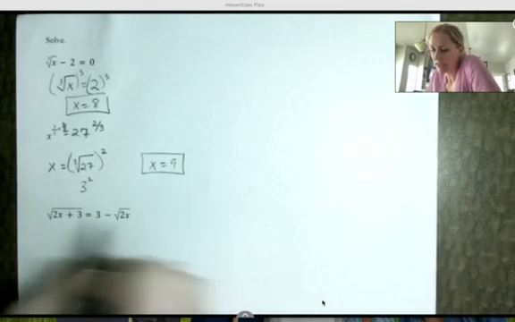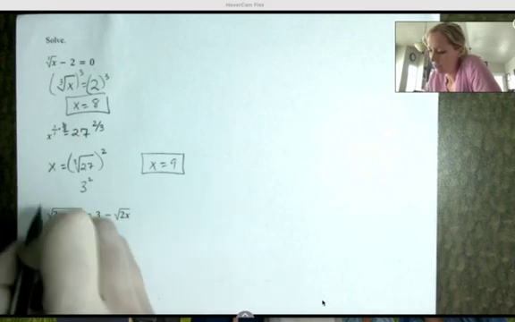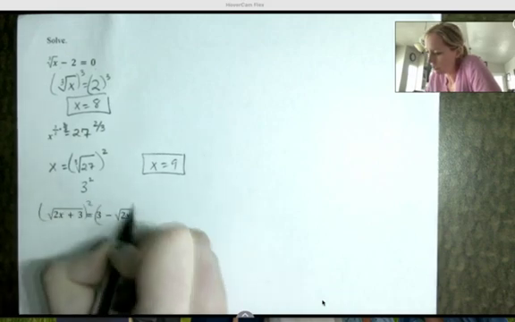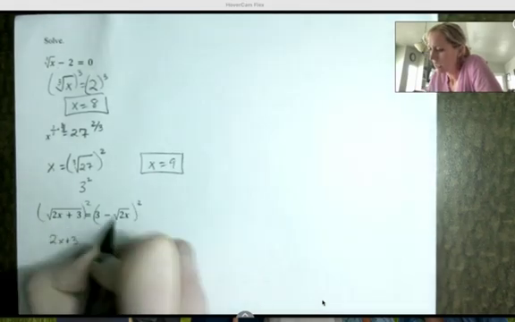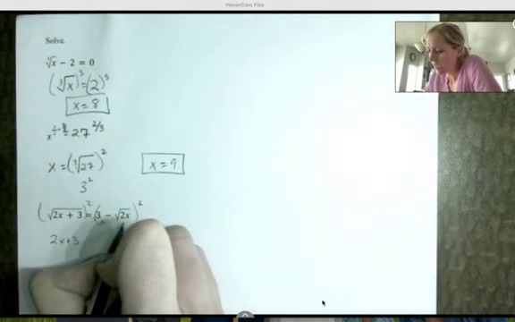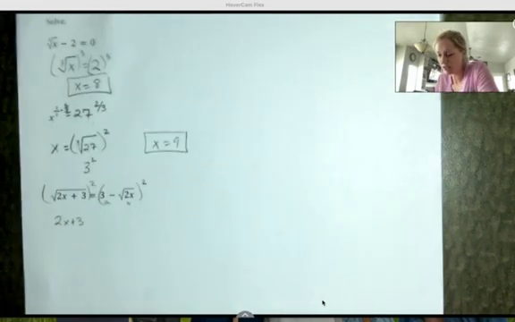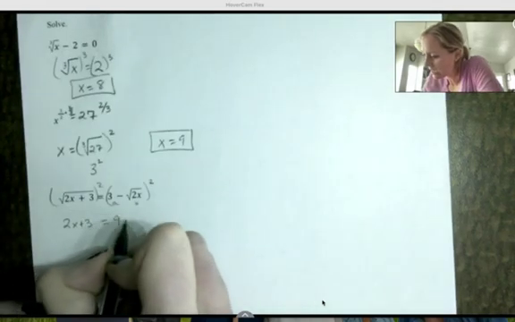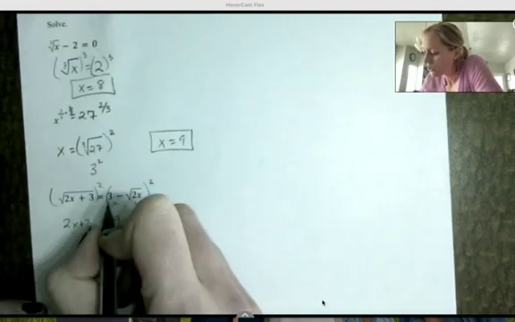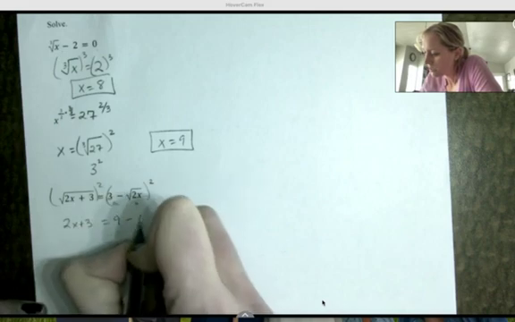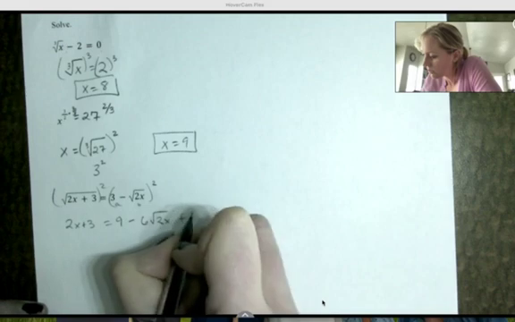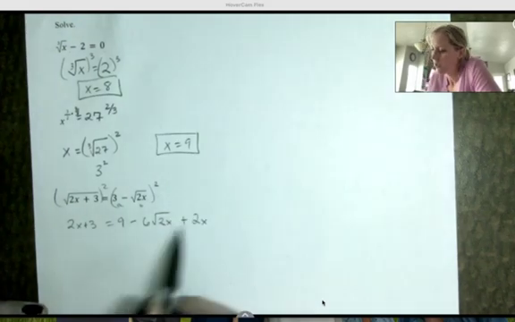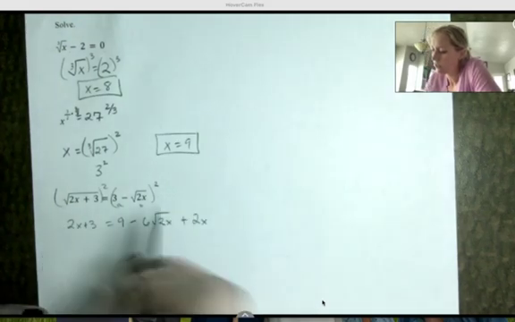Now here I need to square both sides. We're getting rid of the radical. So this is 2x plus 3. What happens here, remember this is the a and the b that we talked about here. So this is going to be 9 minus 2 times 3 times 2x, so minus 6. And then this squared is going to be 2x. Okay? Going to move everything over here.